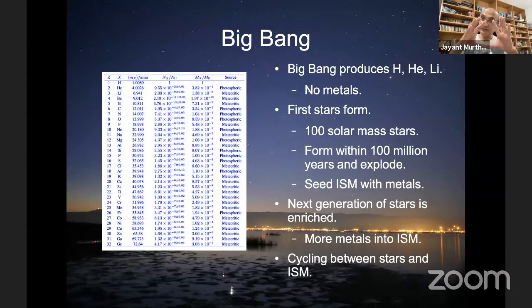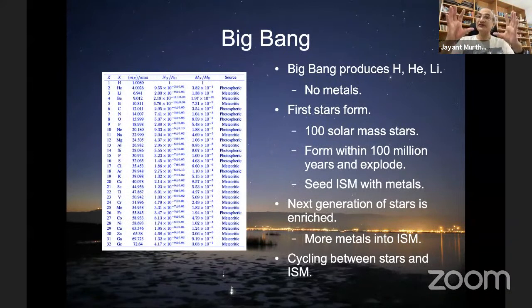So maybe a few hundred million years or so after the Big Bang, we had the first stars form. Now, these were huge stars. There were no metals. So again, I don't want to get into why, but there were no metals. So because there were no metals, the stars couldn't cool very much. And so they just became very big. And you had 100 solar mass stars. As you will find out later, the heavier a star, the shorter lived it is, and the faster it explodes.